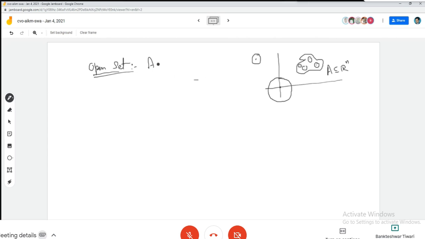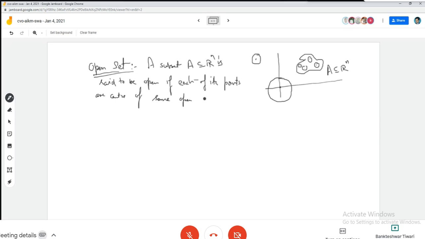So a subset A of Rn is said to be open if each of its points is the center of some open ball contained in the set A.